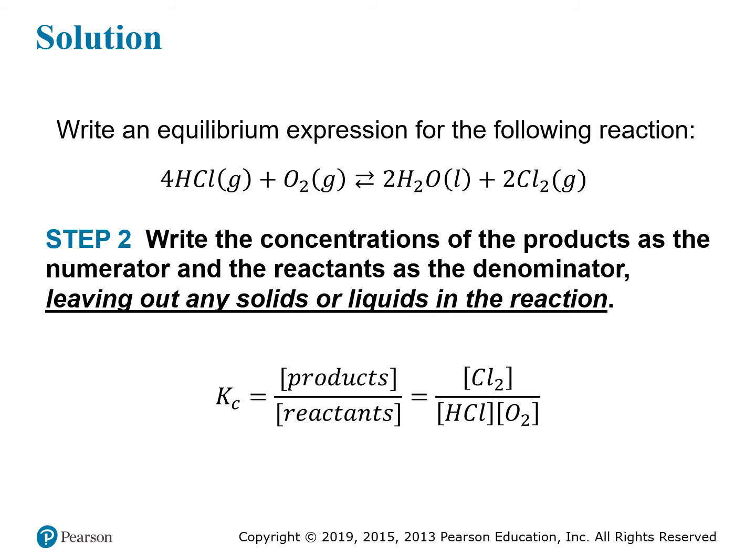The next step is to write the general form, including all of the products and all of the reactants, but making sure to leave out any solids or liquids. Okay? So in this case, we have a gas, another gas, a liquid, and then a gas. Okay? So this liquid, water, is going to be left out of the equilibrium expression. So that means the only product I need to put is chlorine gas, Cl2, and then the reactants are HCl, hydrogen chloride, or hydrochloric acid. Well, as a gas, it's hydrogen chloride, and oxygen gas, O2.